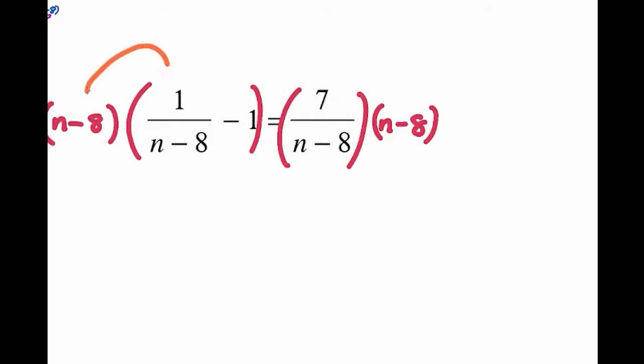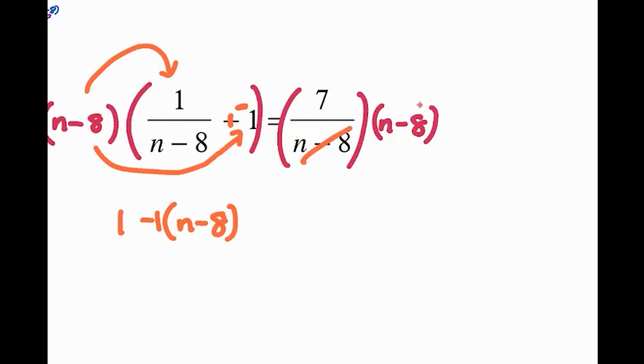Remember, you're distributing to each of these things over here. Don't just multiply the first one. n minus 8 times what I'm highlighting right here is just going to cancel the n minus 8s, and you're just going to be left with 1. Minus n minus 8 times negative 1 is just going to be n minus 8. It is important to make sure it's in parentheses. If you want, you can just make this a plus negative, and it makes it a little bit easier. So it's just going to be like a negative 1 times n minus 8.